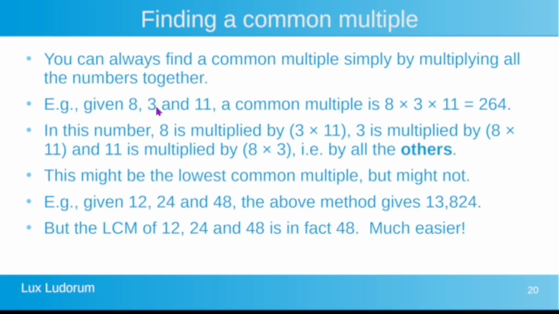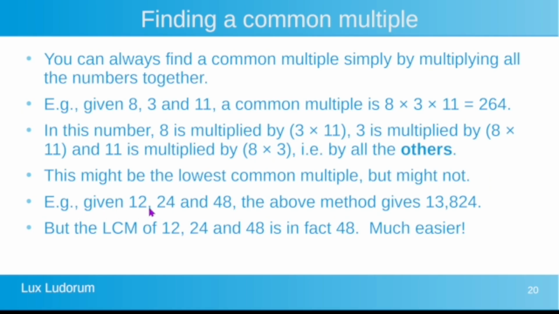So 8 is being multiplied by 3 times 11, or 33. 3, this one here, is being multiplied by 8 times 11. That's the other two, 8 times 11. And 11 is multiplied by the other two, which is 8 times 3. In other words, by all the other numbers. This might give you the lowest common multiple, but might not. It will be a common multiple, but it might not be the lowest.